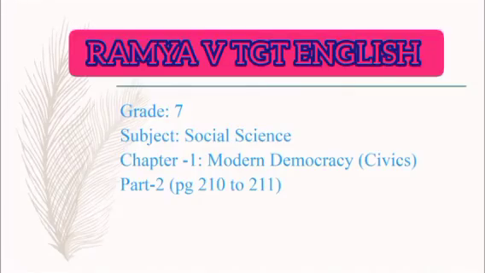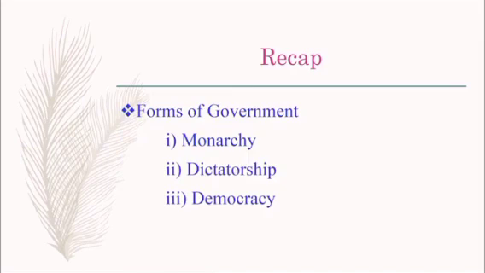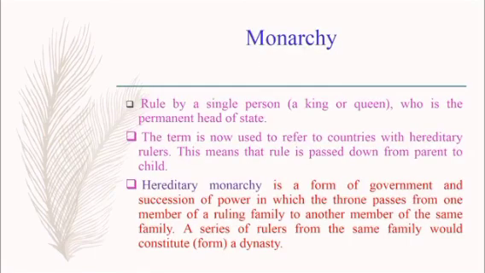Going to see the first chapter in Civics, which is Modern Democracy. We have already seen about forms of government. Under this, we have monarchy, dictatorship, and democracy. First, we are going to learn about monarchy. What is meant by monarchy?